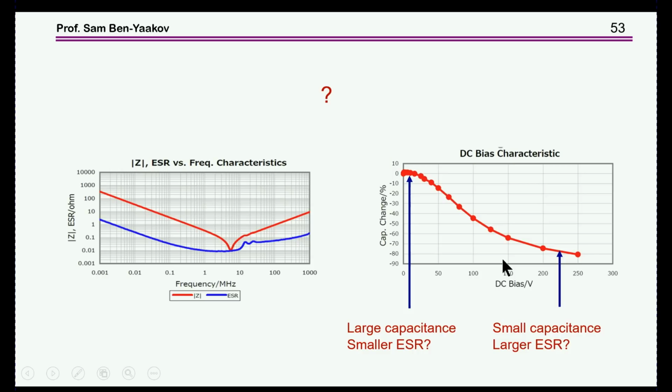So my question was, if you bias the capacitor and it's becoming a lower capacitance, is it now behaving as it always behaved with the ESR, or is it now behaving with a higher ESR because it has a lower capacitance? Because smaller capacitance means higher ESR. So I started to ponder about this question.